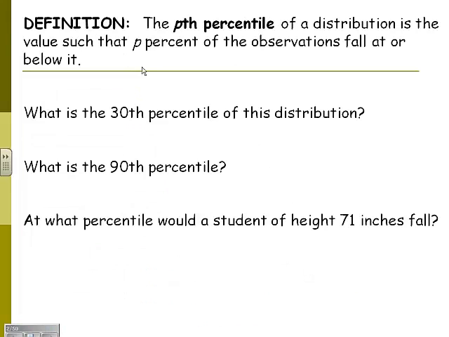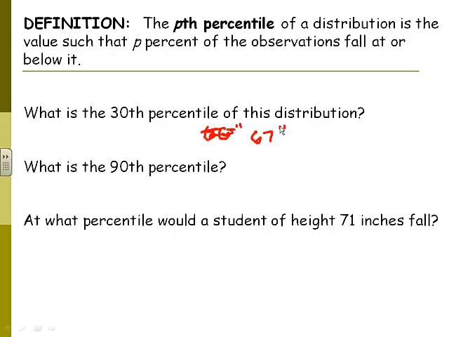Alright, so if we go back to our next slide, it asks, what is the 30th percentile? Looking at our chart that you should have, we would count up until we get to the 30th percentile, and that would be somewhere between the 66 and the 67. So we would say that this is 66 inches. Sorry, it occurs at 67 inches. So 67 inches is where the 30th percentile occurs.